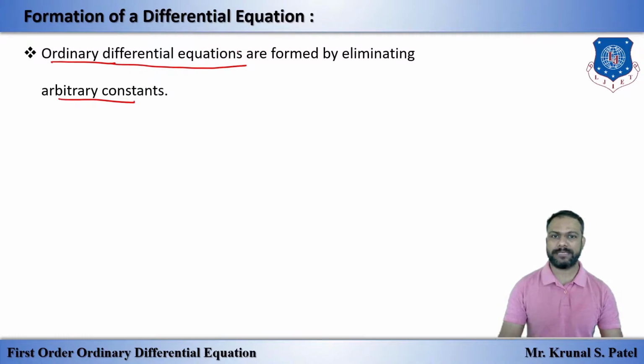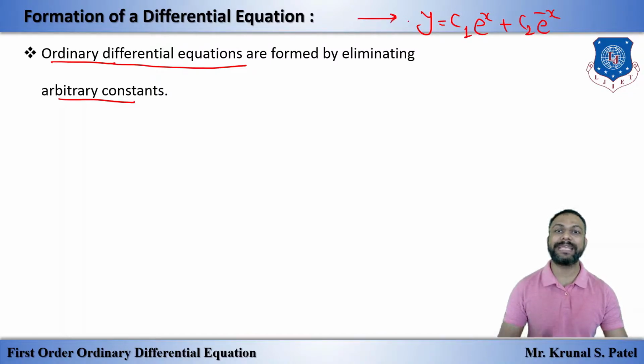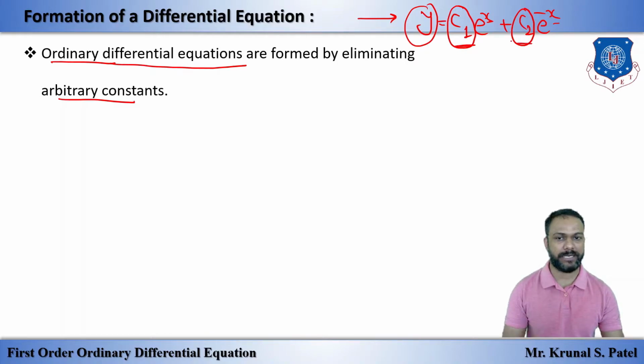This is a simple concept. That means if we have y is equal to c1 e raised to x plus c2 e raised to minus x, this is our simple equation, which contains two arbitrary constants. So by differentiating this y with respect to the variable x exactly two times, not more than two, not less than two, we will remove these arbitrary constants. As we said, eliminating arbitrary constants, we will get our new differential equation, an ODE of second order.